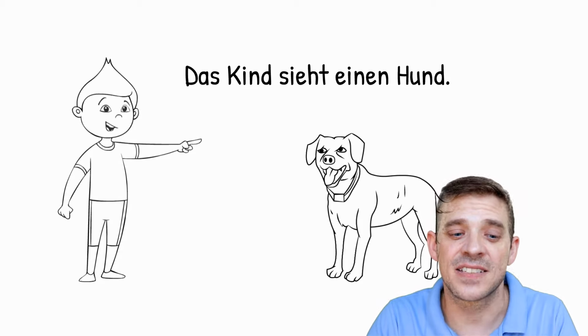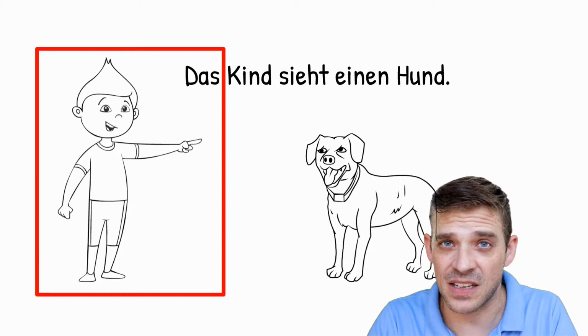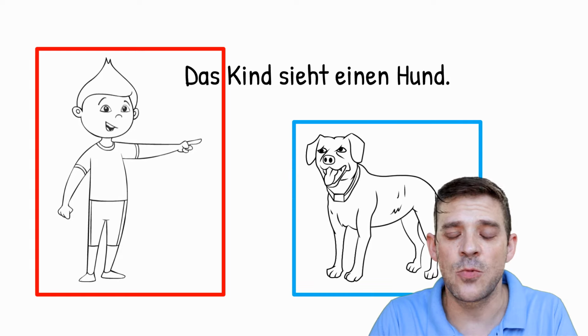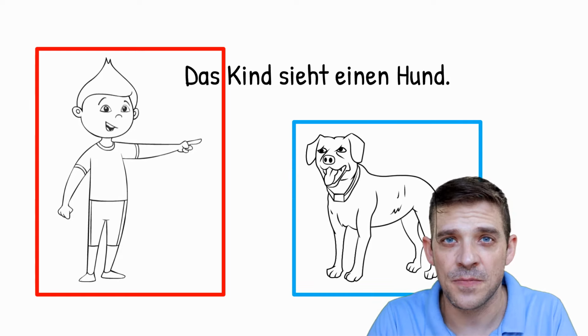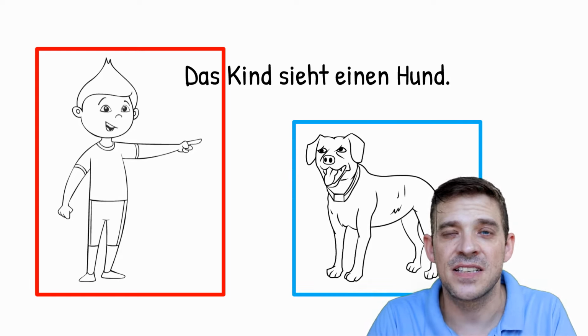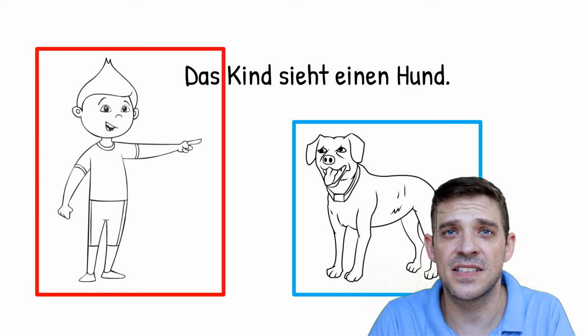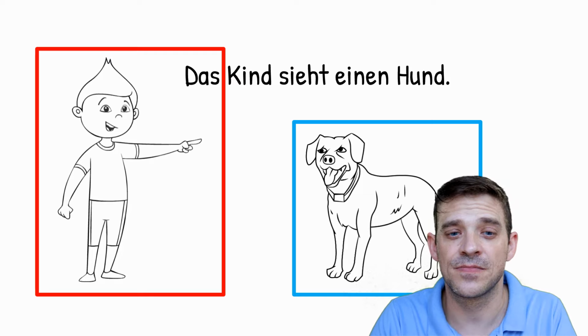We have again das Kind. Das Kind ist Subjekt. Subjekt ist im Nominativ. That's red here. And we have an object, which is the dog. And the object is in Akkusativ, blue. That's why das Kind sieht einen Hund.